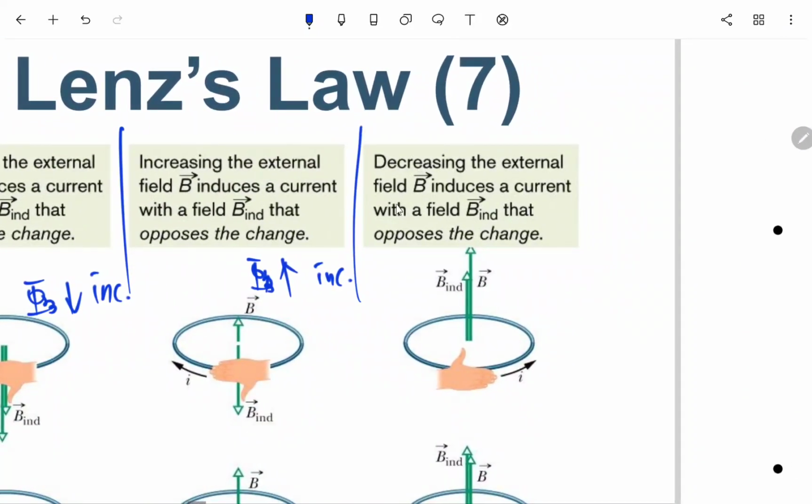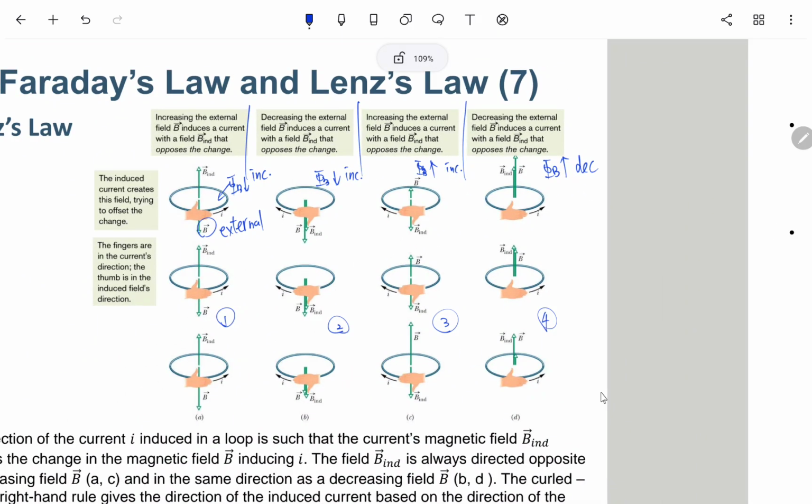If the external field B is decreasing, so phi B is pointing upward and is decreasing. So still a field B induced that opposes the change. Okay, so in such a way, the phi B is pointing upward and decreasing. In order to oppose this change, this B induced should be pointing upward. Okay, and using the right hand rule, you use your thumb pointing upward, your fingers are in this direction, counterclockwise. Okay, so this is all the four cases.